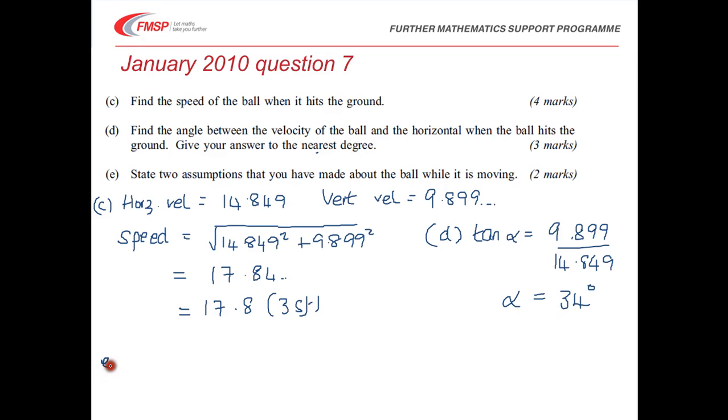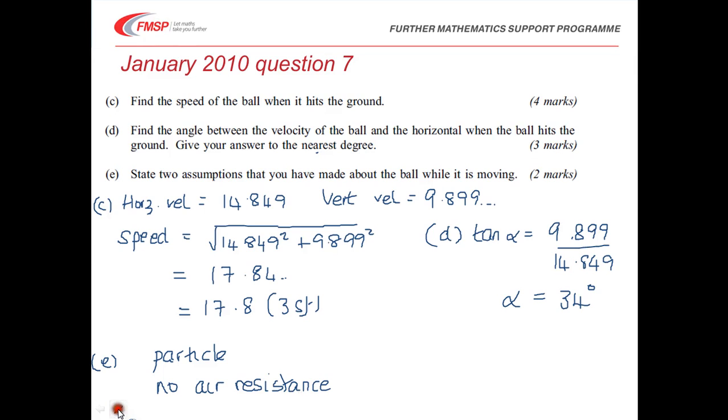And then part E, the last part, state 2 assumptions that you've made while the ball is moving. First of all, we have treated it as a particle. And in projectile motion we always treat it as a particle, and we also work on the basis that the only force acting on it is its weight, so that there is no air resistance. And those are the modelling assumptions that we tend to make when we're doing questions on projectiles.